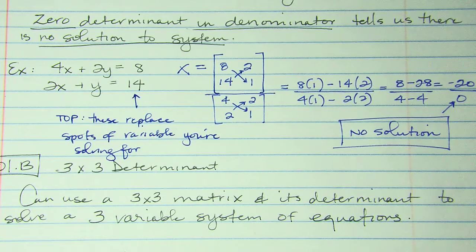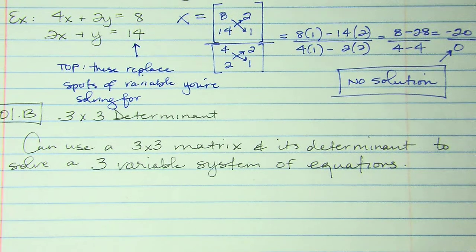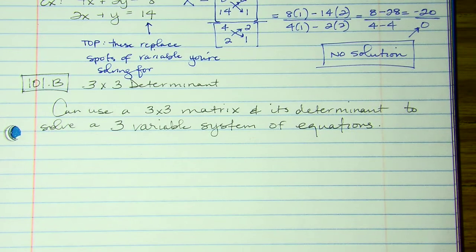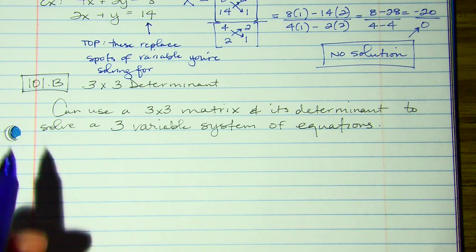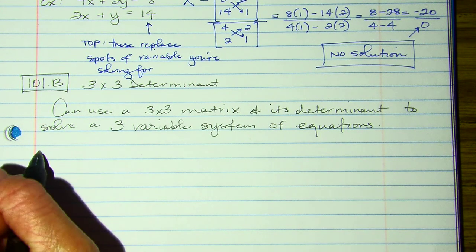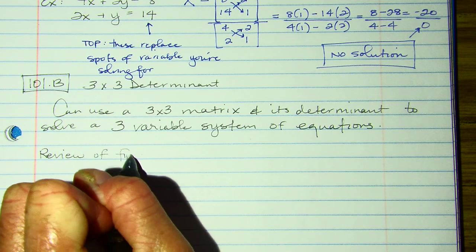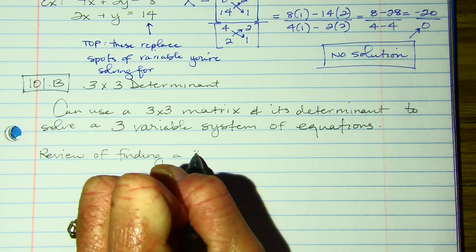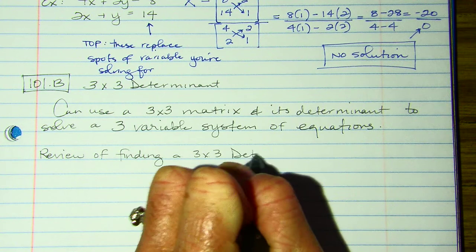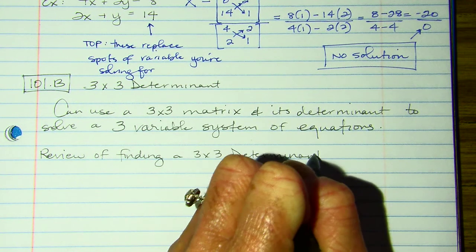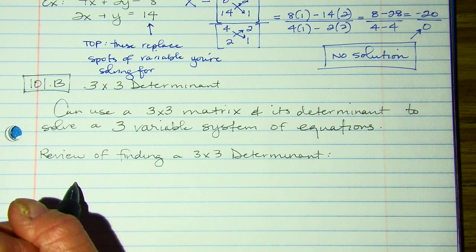All right, moving on to 101.B. So it is a review of how to find a 3 by 3 determinant. They're just prefacing that we can use matrices to find the determinant and solve 3 variable systems of equations. So we're simply going to review how to do that. We're going to do an example. So here's my 3 by 3.